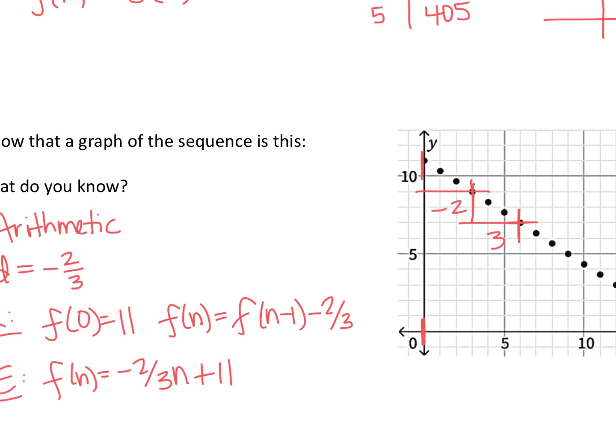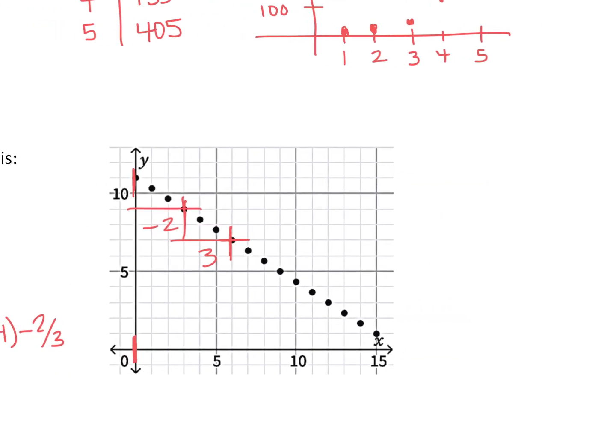So here's my table for the situation. So I've got n and then f of n. So at time 0, we're at 11. I can't really, these are going to be decimals, aren't they? How about if I just do the ones that are whole numbers? At 3, we're at 9.